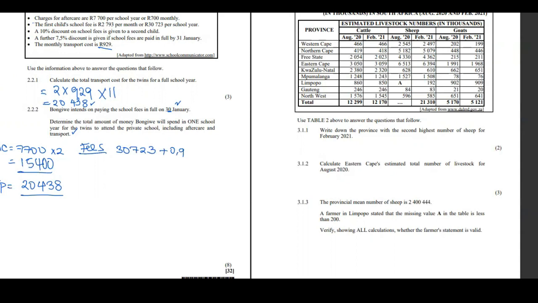So multiply by that. The first twin is going to pay full. The second twin is paying this together. Since this is annual, we only have to add it up, and you see what amount of money we end up having.